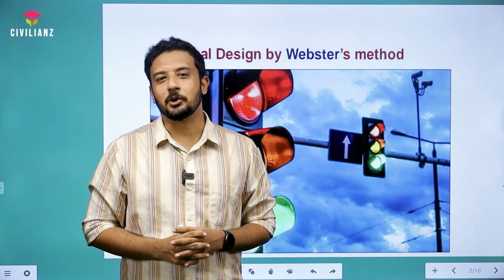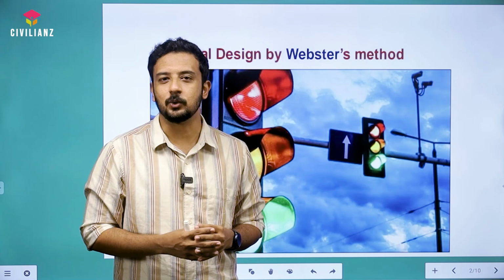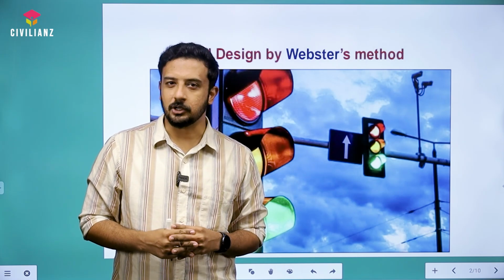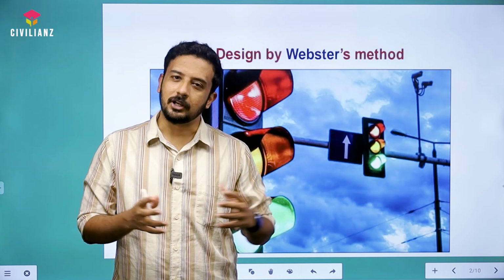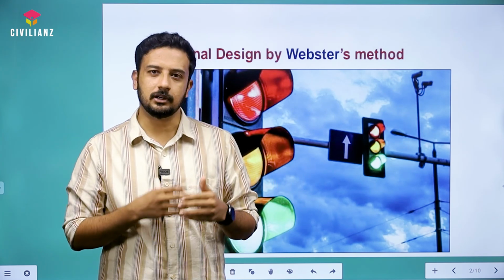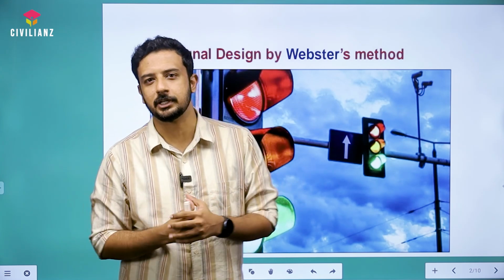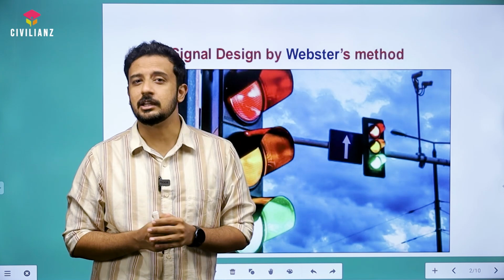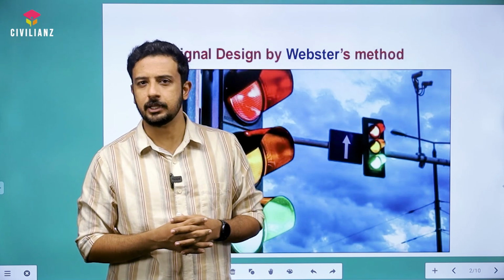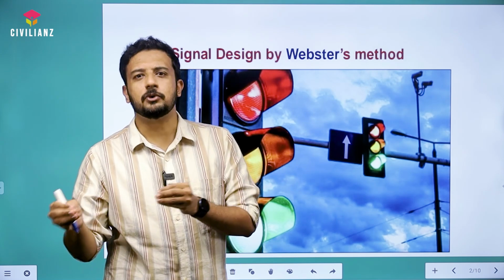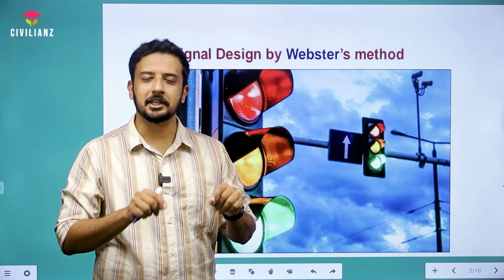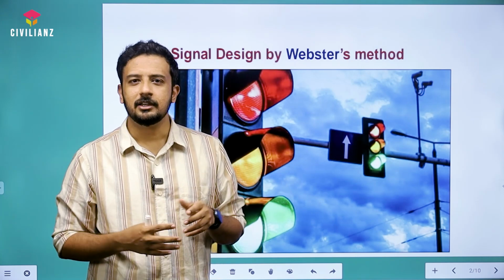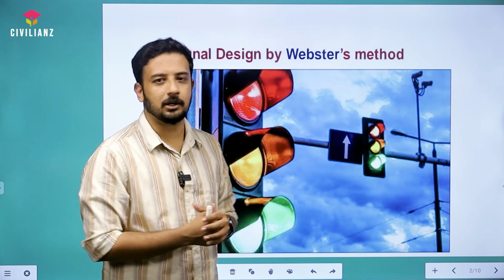In this session we are going to talk about the signal design by Webster's method, which is one of the very important topics from the GATE examination point of view. If you look at the previous year's questions, transportation engineering has a weightage of around 10 to 15 marks every year. Around 3 to 4 marks will definitely be from the traffic engineering chapter, and there is a high probability that questions will come from this particular topic.